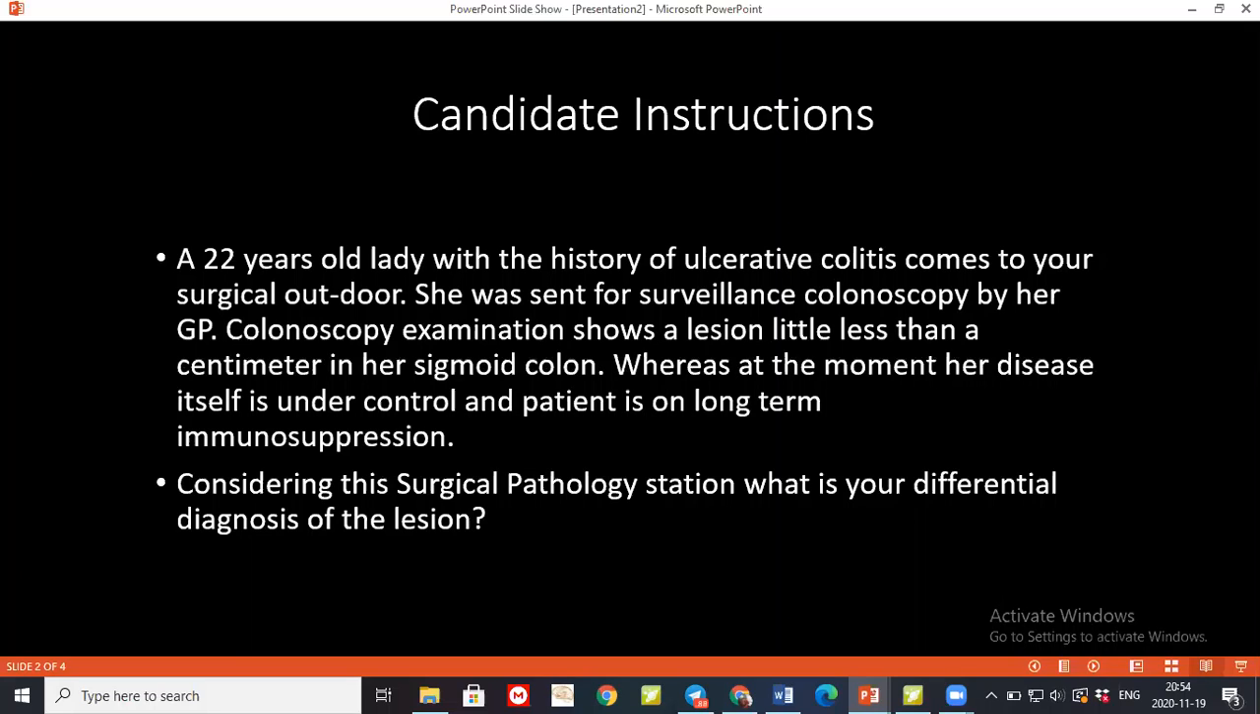Can you tell me what fulminant colitis means? The whole colon is involved, and the patient has a severe attack. The intestine stops moving, and the belly swells. All right.